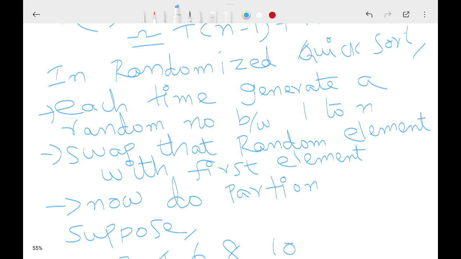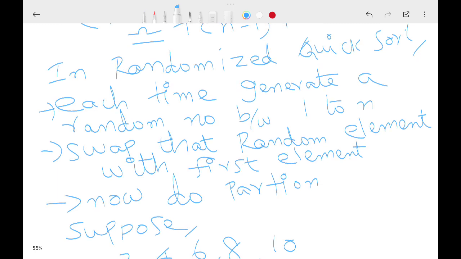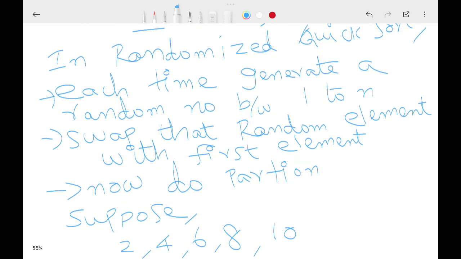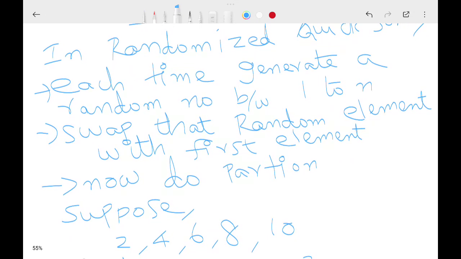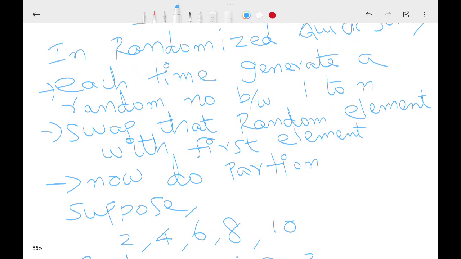Moreover, it is similar to the quicksort approach: partitioning, selecting a pivot, finding the exact position of the pivot, and partitioning the array using the pivot element. Here, before selecting the pivot, each time we pick a random number between 1 to n. Between 1 to n means the size of the array, n.